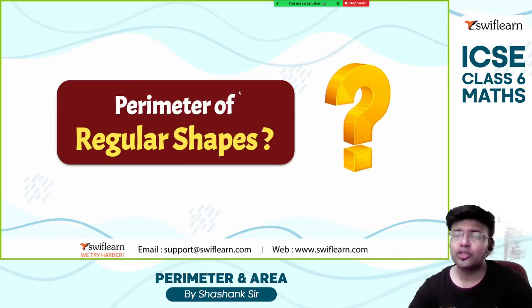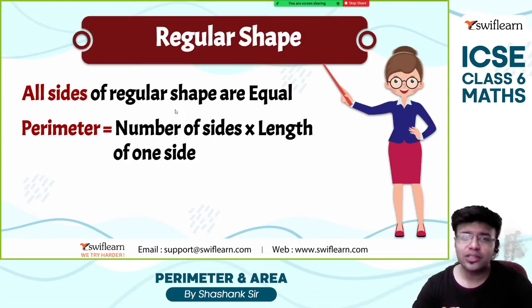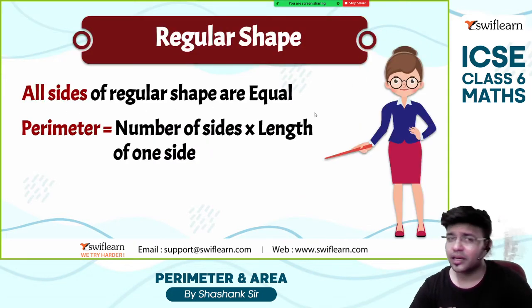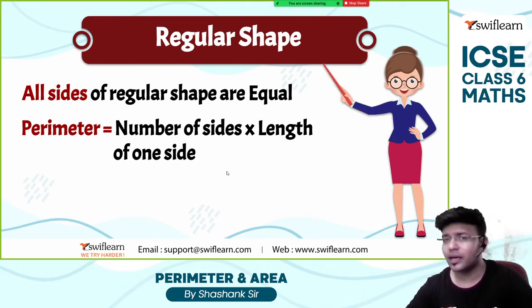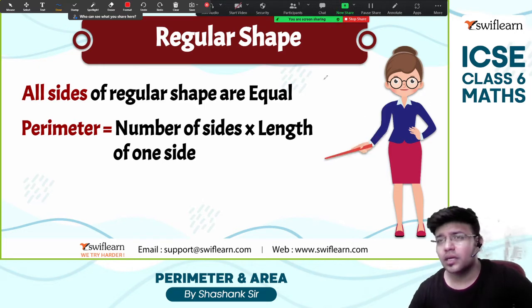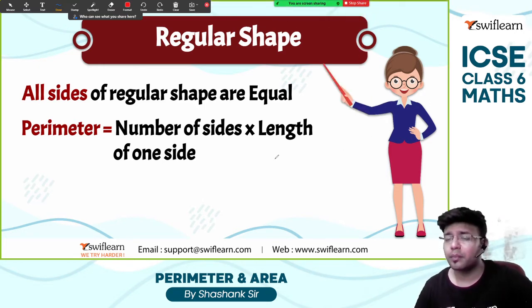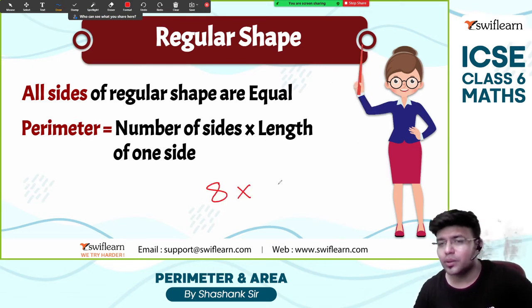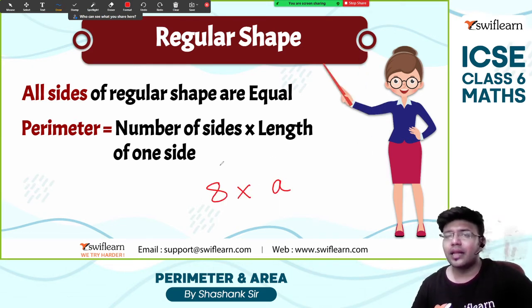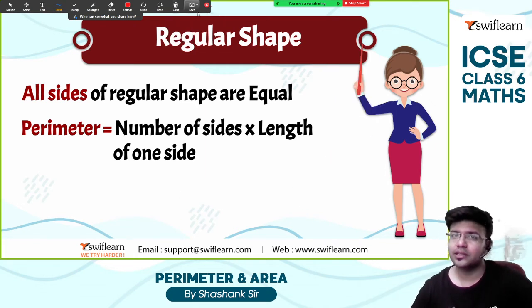Perimeters of regular shapes. All sides of a regular shape are equal. So perimeter is equal to number of sides times length of one side. Regular shapes means regular pentagon, regular hexagon, regular heptagon, octagon. An octagon has 8 sides, so 8 times the length of one side. This is for the octagon.